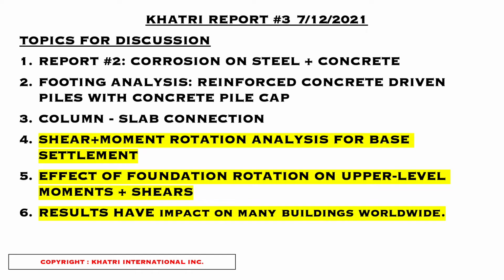And so report number 3, we discussed the effect of corrosion on steel and concrete. We discussed what could happen to the footing with a concrete pile cap. We discussed the column slab connection. Today we're going to look at what happens to the shears and moments from the rotation of a foundation settlement and the effect of settlement itself, the vertical movement of a particular column. How does it affect the rest of the building?